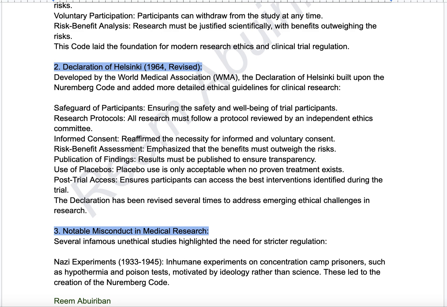Risk-benefit assessment: emphasized that the benefits must outweigh the risks. Publication of the findings: results must be published to ensure transparency. Use of placebos: placebo use is only acceptable when no proven treatment exists. Post-trial access: ensures participants can access the best intervention identified during the trial. The declaration has been revised several times to address the emerging ethical challenges in research.